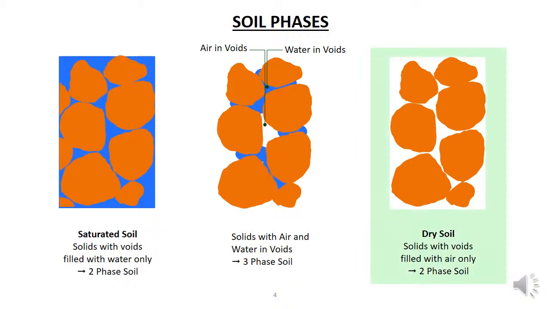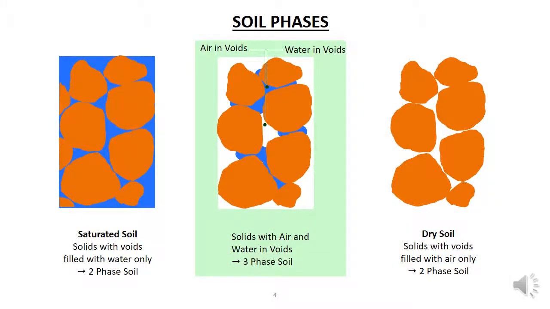A soil that just has solid particles and air without any water is said to be dry. A dry soil is defined as a two-phase soil because it only has two substances, solids and air. Soil with both water and air in the voids is a three-phase soil. This is the normal state of soils above the water table.